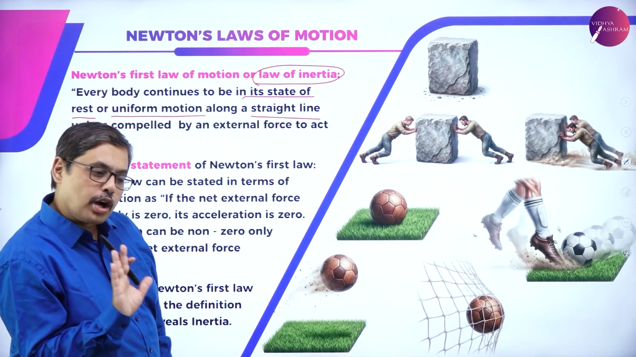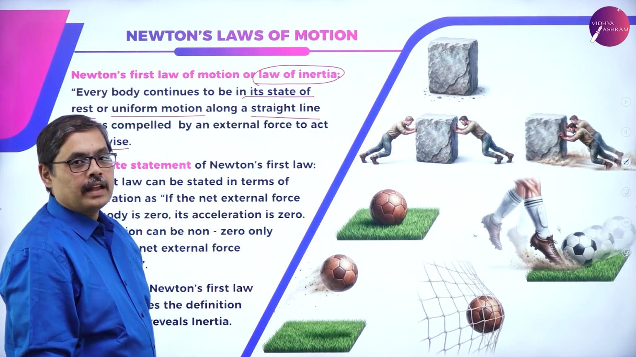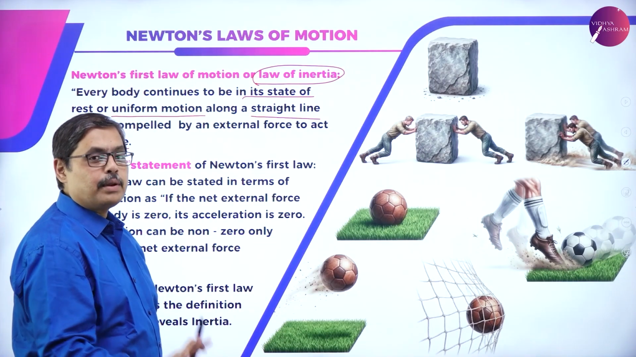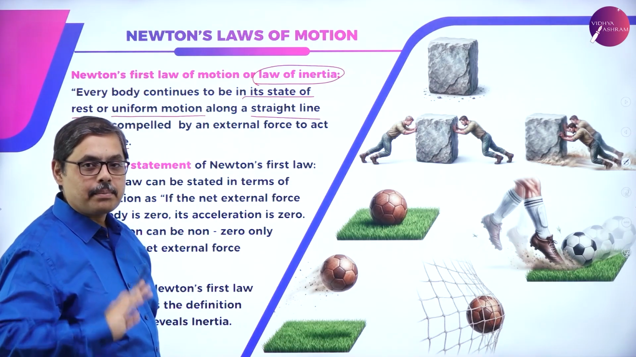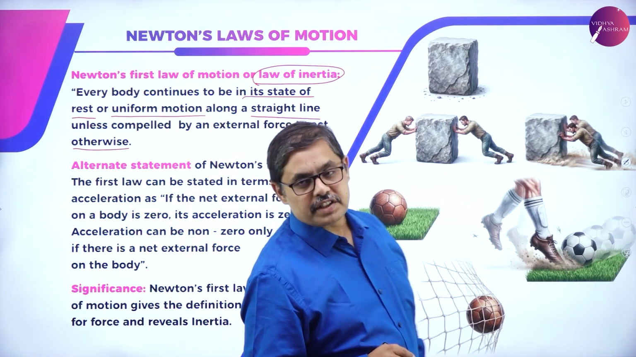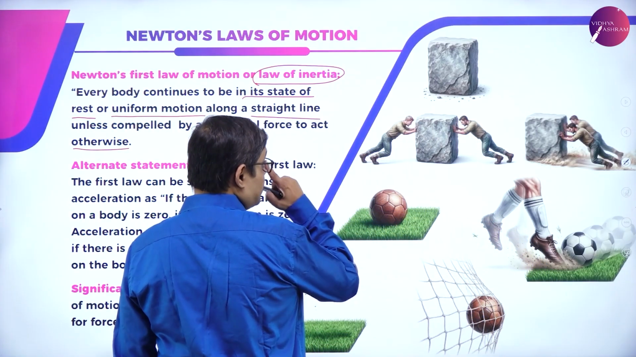So if you don't stop a ball from moving, it will keep on moving in a straight line. If the ball is stationary on a table, it will not move until you push the ball to move. This is the best example to understand Newton's first law of motion. You can understand here. What is to be understood?